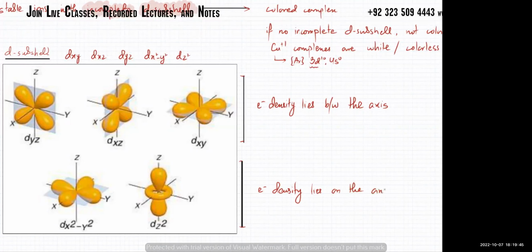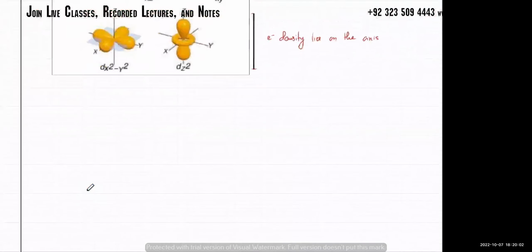So that one, the electron density lies exactly on the axis. dz squared, the electron density is exactly on the z-axis. dx squared minus y squared, the negative charge is distributed on the x and y axis exactly. Okay, this will come in handy. Okay, we'll talk about it later.